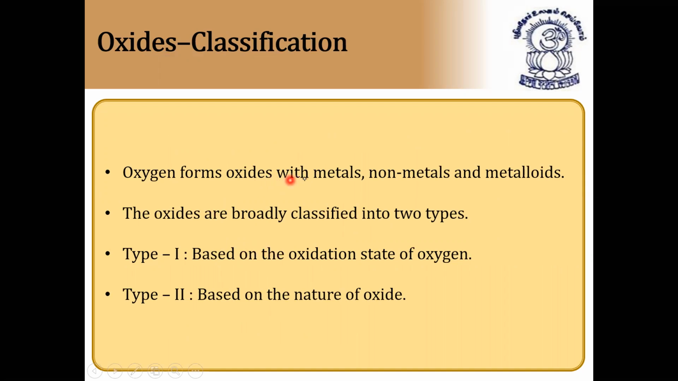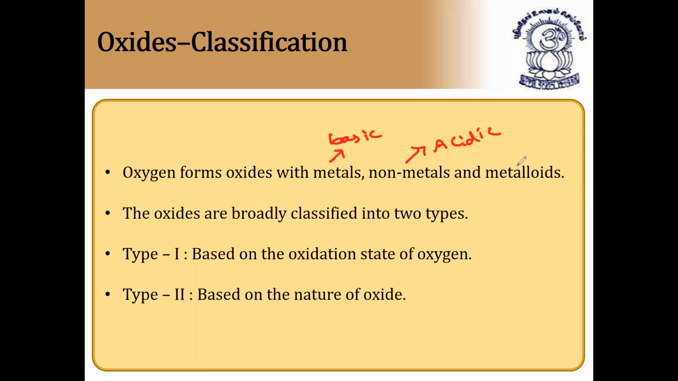oxygen forms oxides with metals, non-metals, and metalloids. They form metallic oxides, non-metallic oxides, and oxides of metalloids. Metallic oxides are usually basic in nature. Usually non-metallic oxides are acidic in nature.